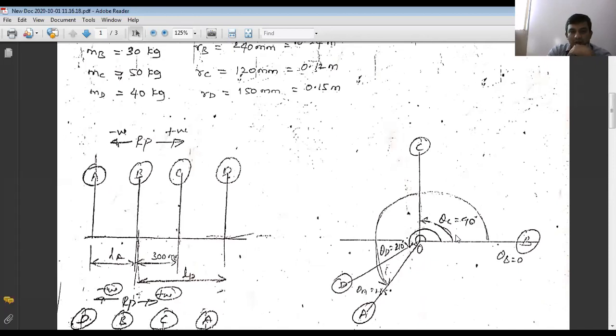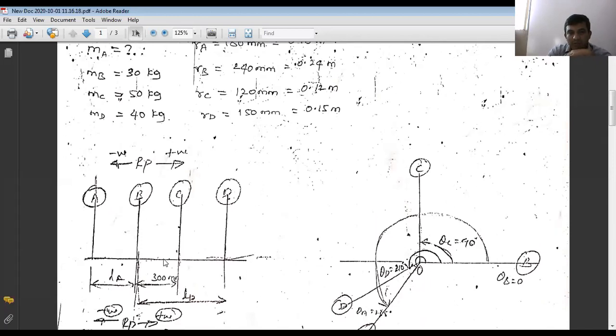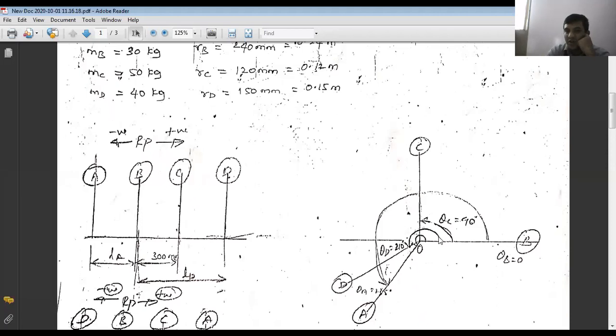I think you know how to draw the plane position. B and C, we know the distance between them is 300 mm, but A and D we don't know. We write in the order A, B, C, D only. Now we take the plane position: either consider B or C or D, anyone you can consider. But in this problem we consider B. If you take D also, it's possible, you'll get the same answer.